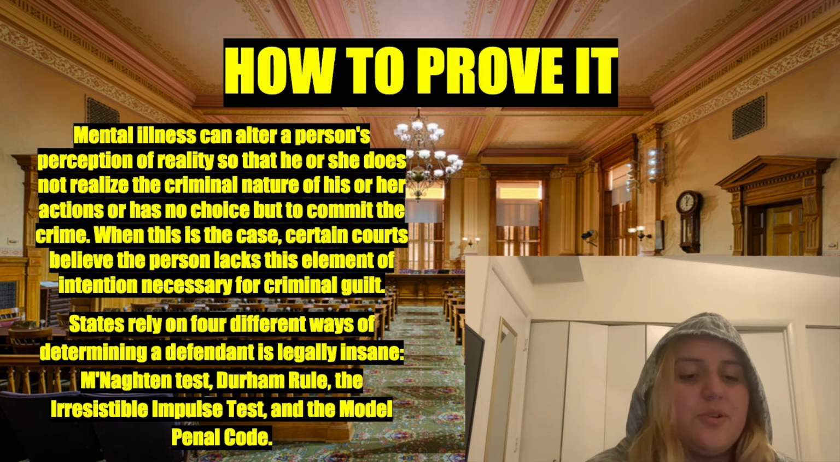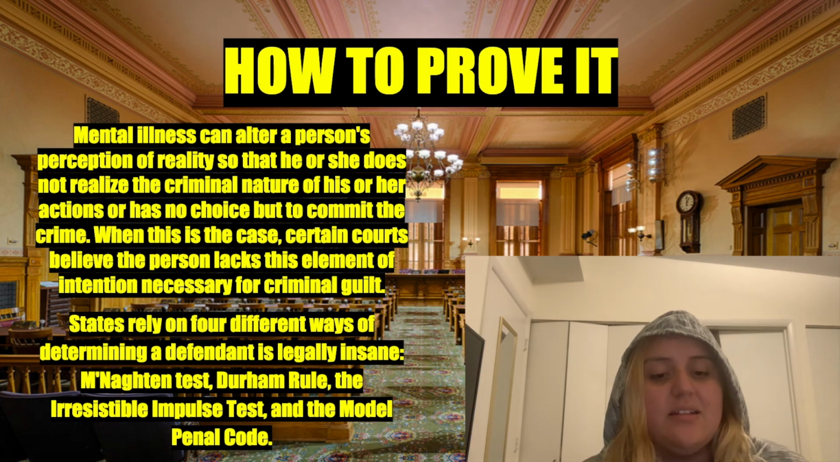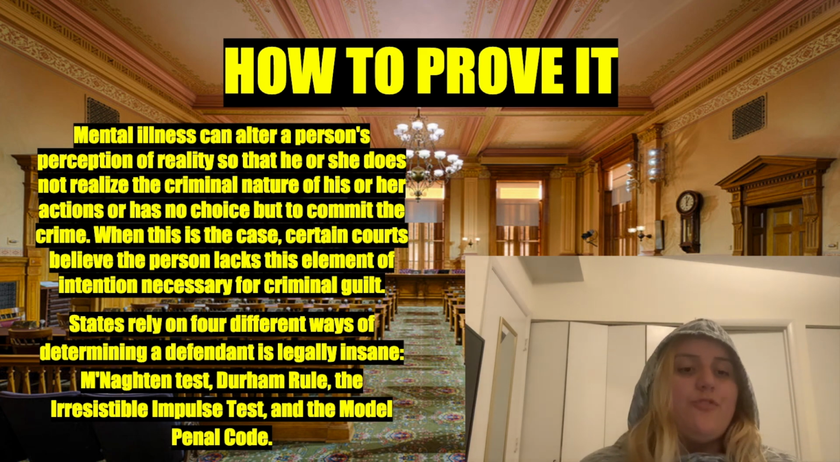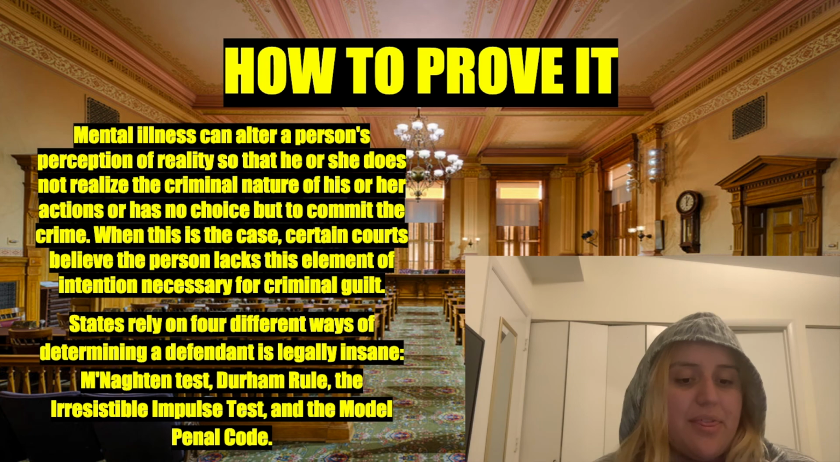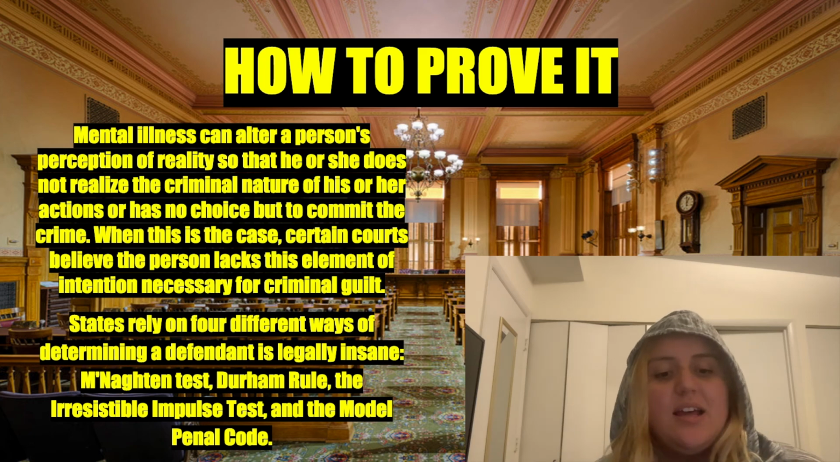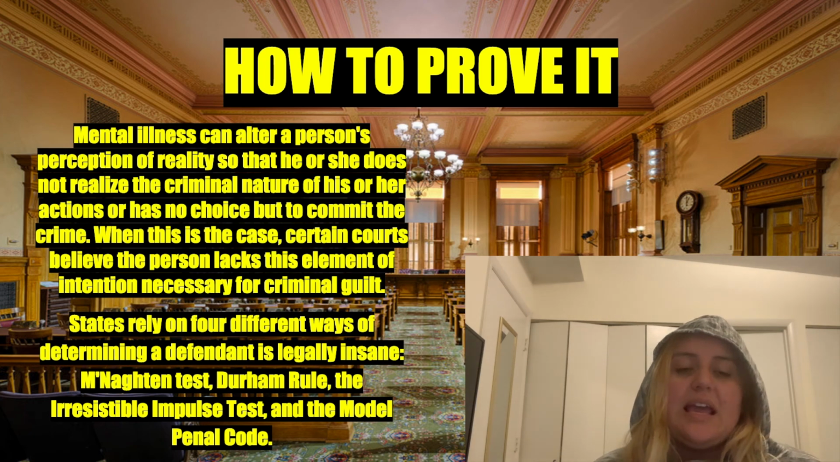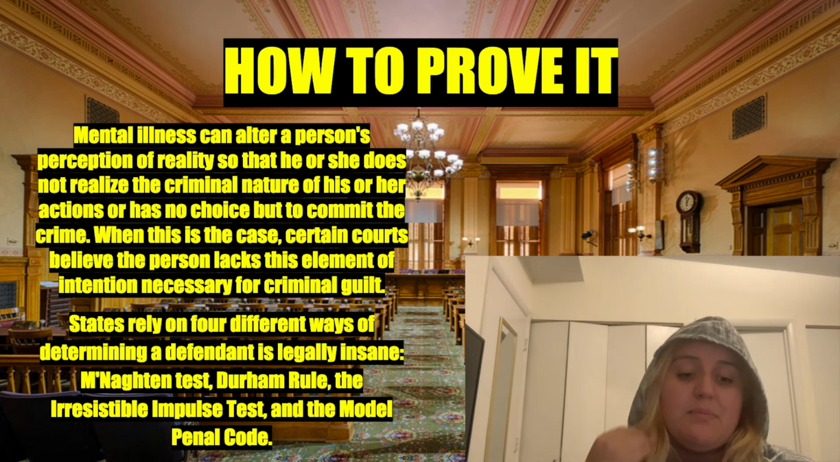States rely on four different ways of determining the defendant is legally insane: the M'Naghten test, the Durham rule, the irresistible impulse test, and the Model Penal Code. From what I was reading, every single state in the United States has a different method of determining the legality of the insanity. Most of the states require two of these tests: the M'Naghten test and the Durham rule. Others just require the Model Penal Code or the irresistible impulse test. But most of them require the M'Naghten test.